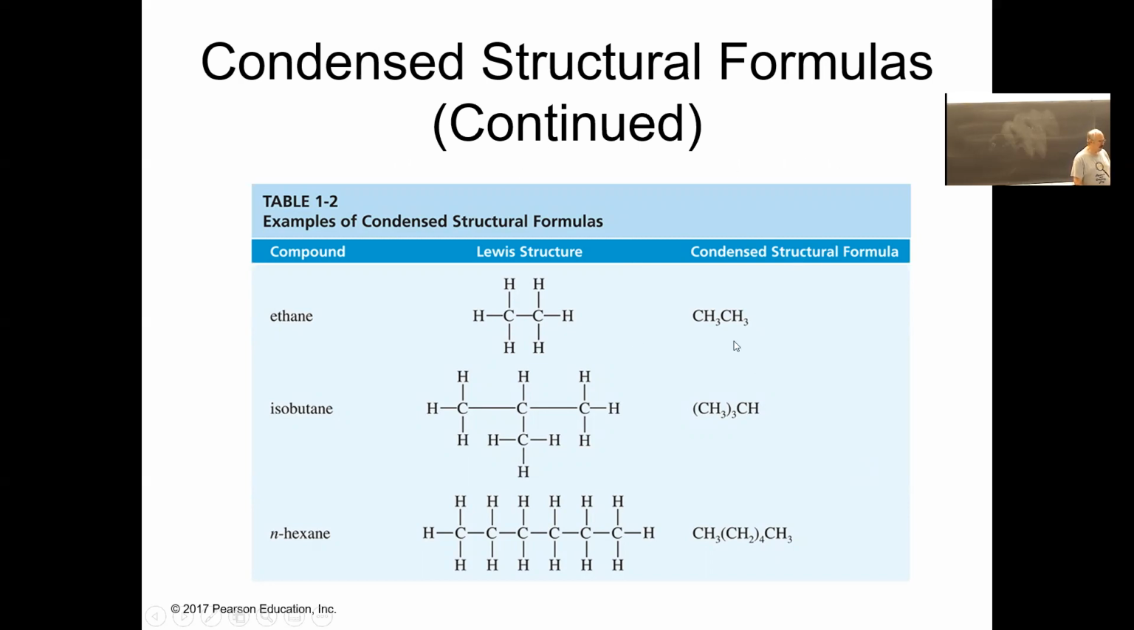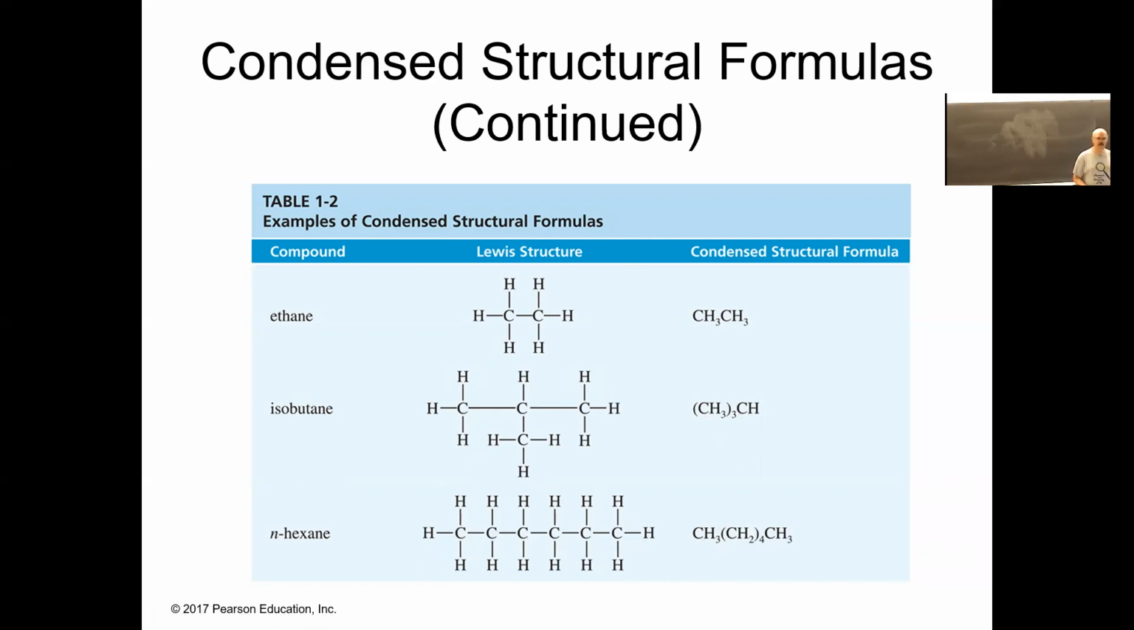We just saw ethane. This is a compound called isobutane, and this is a condensed representation. Carbon has 3 of the CH3s, called methyl groups, attached to it, and a CH. In a linear structure like this, we have CH3, and then CH2 repeats itself 4 times, and then we have a CH3 on the end.